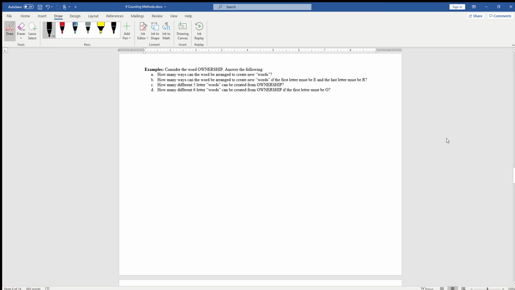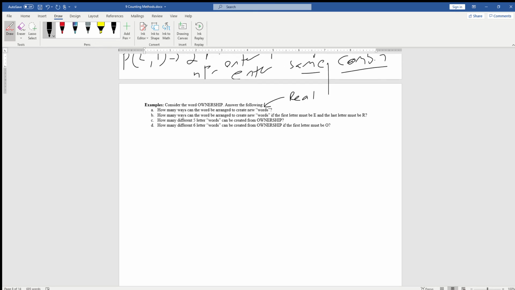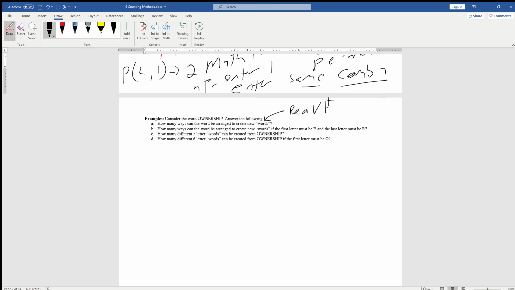So an example, consider the word ownership. Let's answer the following questions. How many ways can the word be arranged to create new words? When we say words, it's either real or fictitious words. It doesn't matter if it's a real word, it's more of just an arrangement.